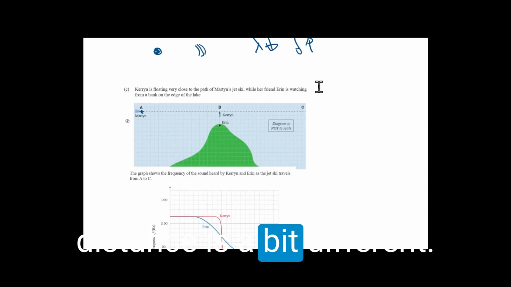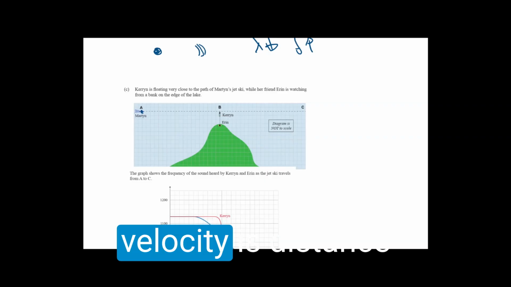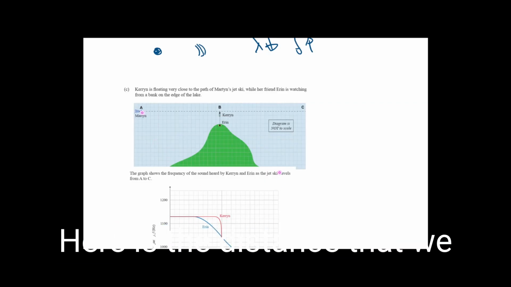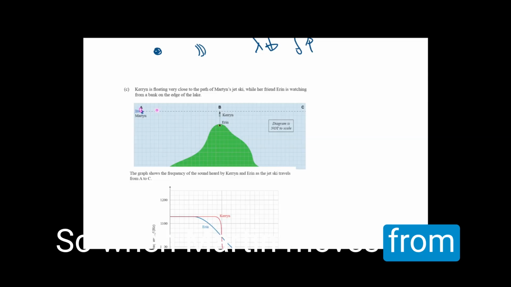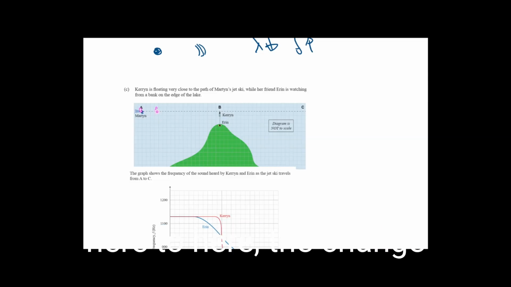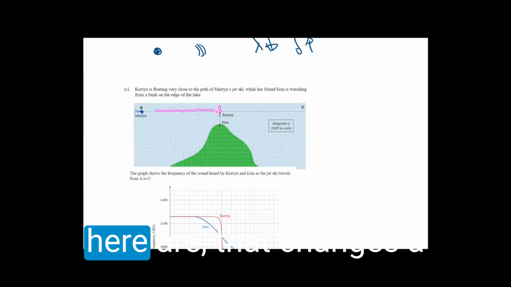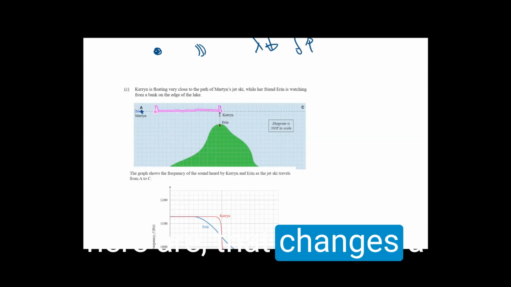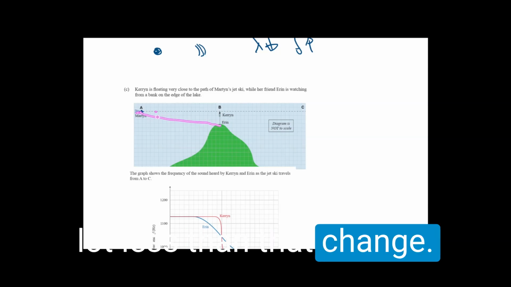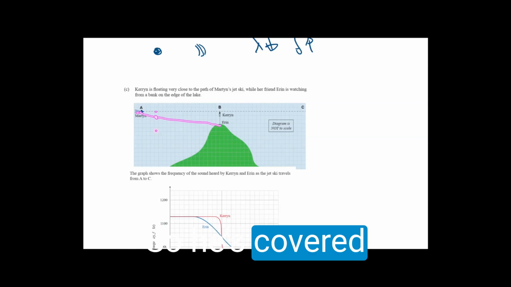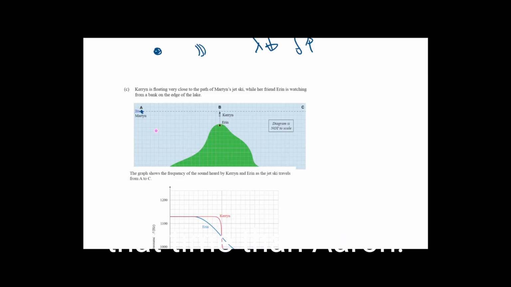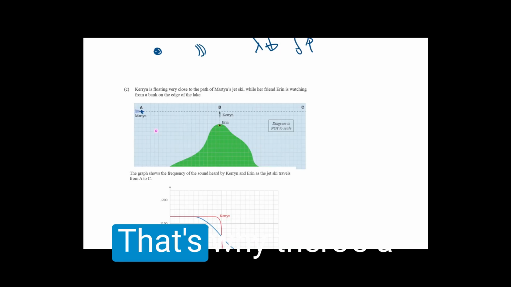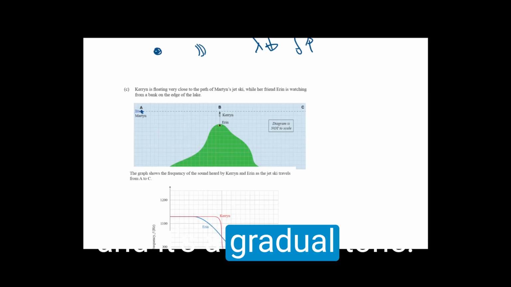Erin's distance is a bit different. Velocity is distance over time. Here is the distance that we're measuring for Martin. So when Martin moves from here to here, the change between Martin and Kieran here is a lot less than that change. So he's covered effectively more distance towards Kieran in that time than Erin. That's why there's a different tone, and it's a gradual tone.